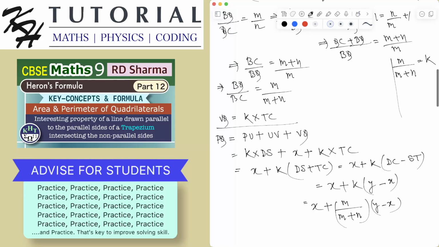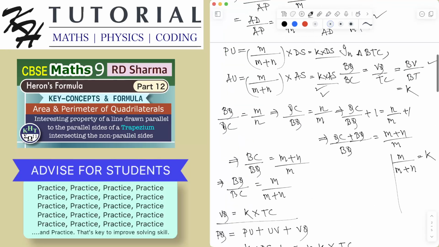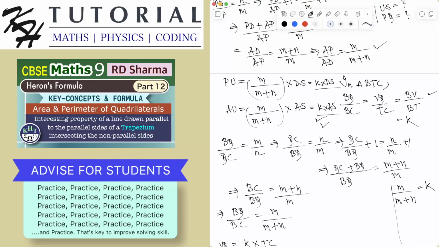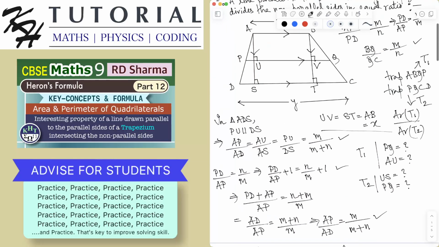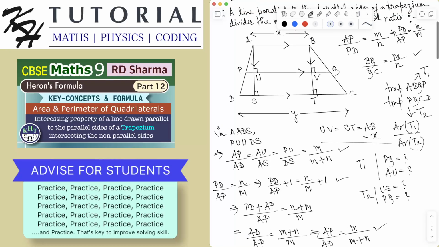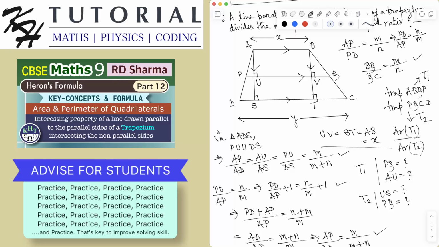Half, so y by 2, x plus y by 2. I think I have stated the problem probably incorrectly. I think we have to find the ratio of the trapezium ABQP, which is T1, and the original trapezium, that is ABCD.